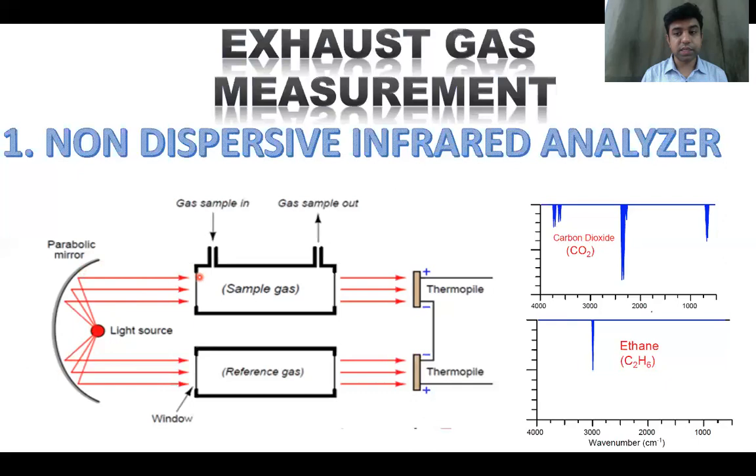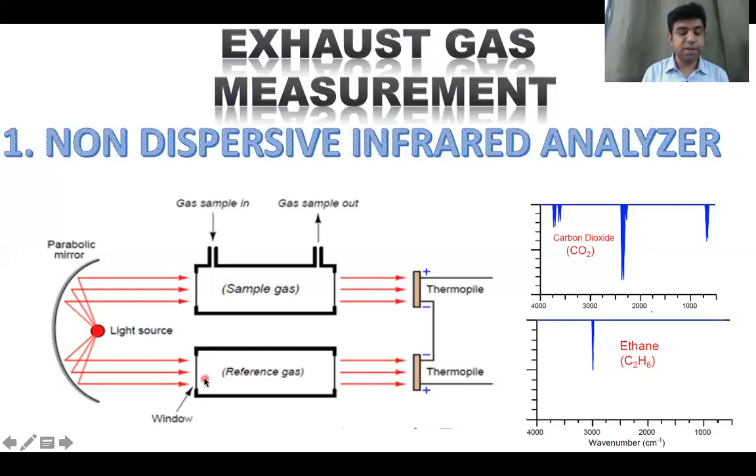Now, what is actually happening to the rays? These rays are allowed to pass through two different containers. The upper one has the sample gas. Sample gas means our exhaust gas, the gas in which we actually need to measure the different gas constituents: carbon dioxide level, NOx level, carbon monoxide level.